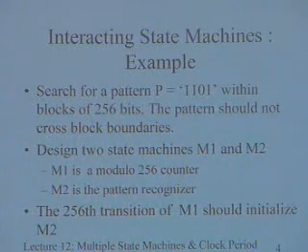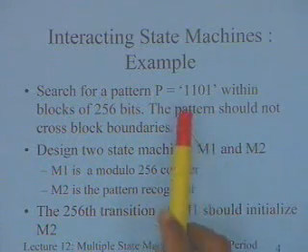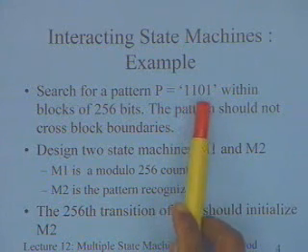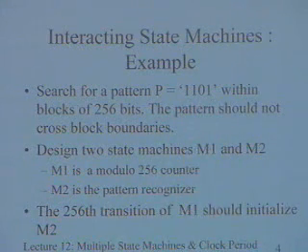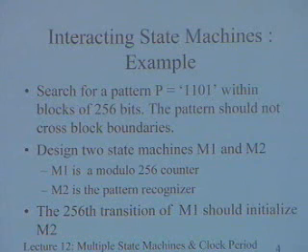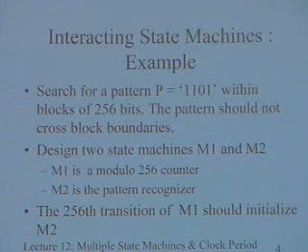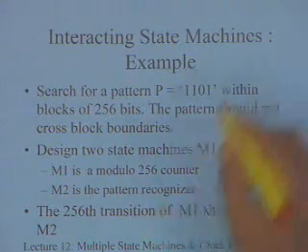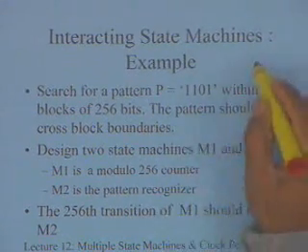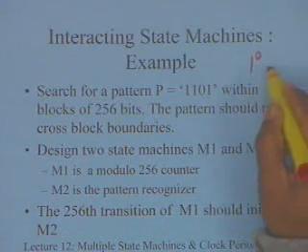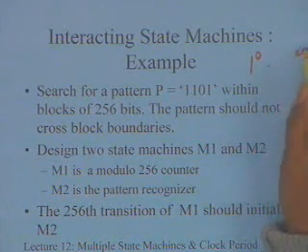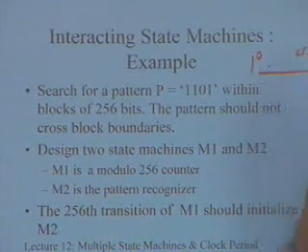So now we are talking of a blocked search for a pattern P, some pattern 1101. First we have to receive 1, then 1, then 0, then 1, within blocks of 256 bits. The pattern should not cross block boundaries. Overlap is permitted, but blocking is also there, in the sense that if I am considering bits, this is the 0th bit that is received and this is 255. So this is 256 bits.